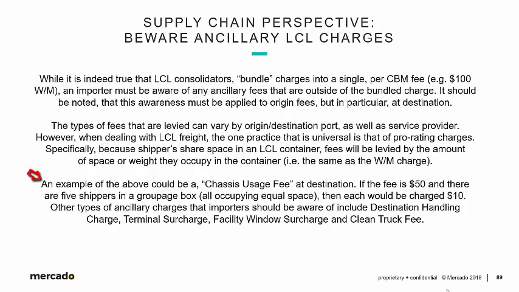An example of the above could be a chassis usage fee at destination. If the fee is $50 and there are 5 shippers in a groupage box, all occupying equal space, that's not likely to happen, but this is for ease of calculation, then each would be charged $10. That's a prorated fee. Other types of ancillary charges that importers should be aware of include destination handling charge.